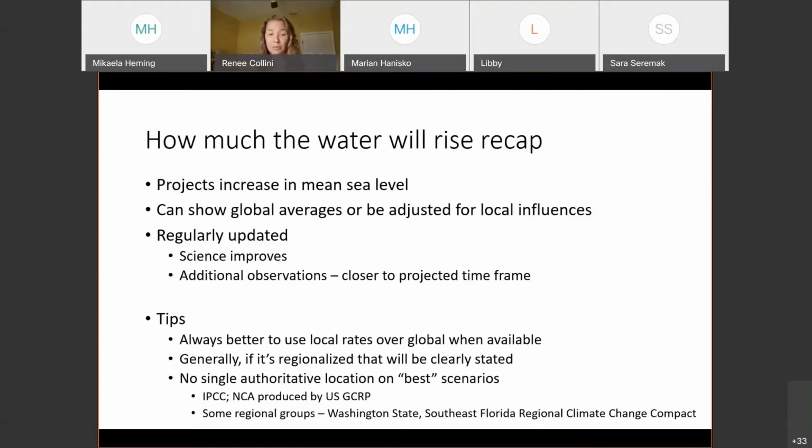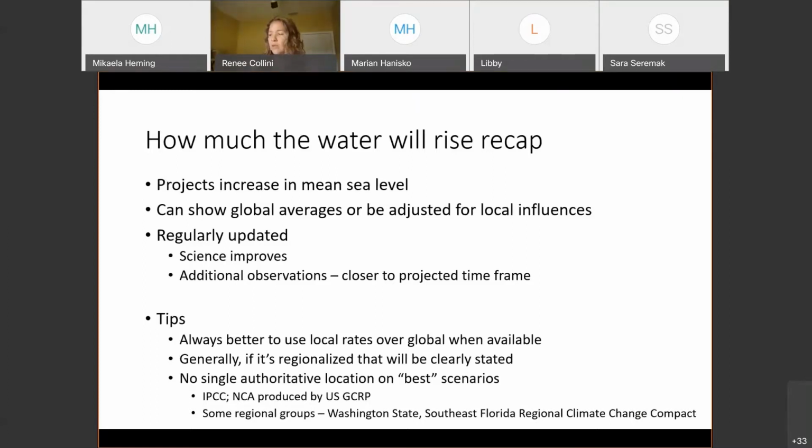People are proud that it does that, so it should generally just state it somewhere. If it doesn't say that it's regional or localized, you can probably bet it's not. And there is no single authoritative source on best scenarios. We talked about how sometimes it's probabilistic, sometimes it's scenario-based. Those have totally different things that go into it. There's also a whole other world of, do you use empirical models or semi-empirical or process-based or expert elicitation?